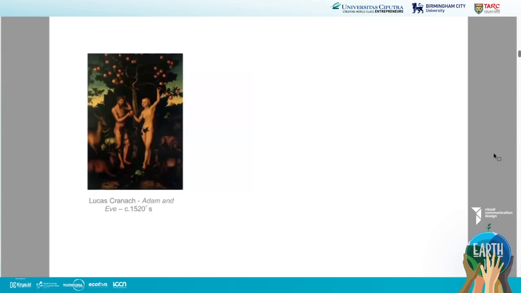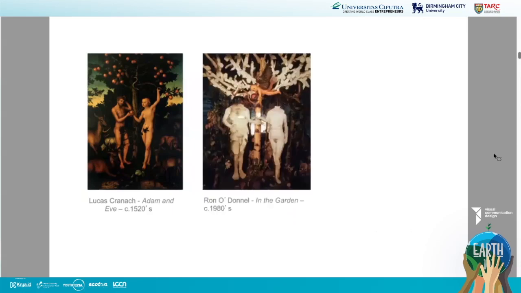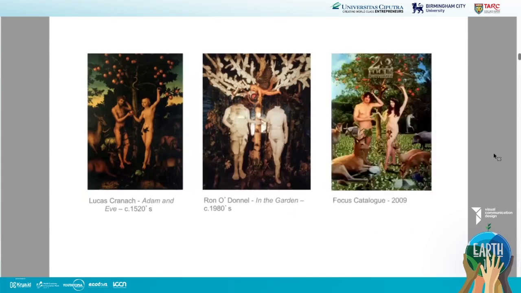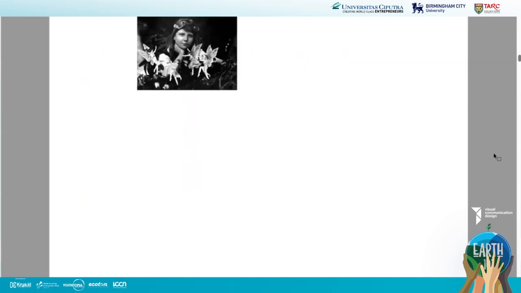But that notion of using elements where things come from, so this is Lucas Cranach, 1520s. This is, again, the Garden of Eden being reimagined as an installation by a man called Ron O'Donnell. And this is the same element being used for a catalogue for a photography show in 2009. The same elements, the design, the composition, the structure are what holds it together. But because they come from an original source, it gives a level of legitimacy. So move on to this.